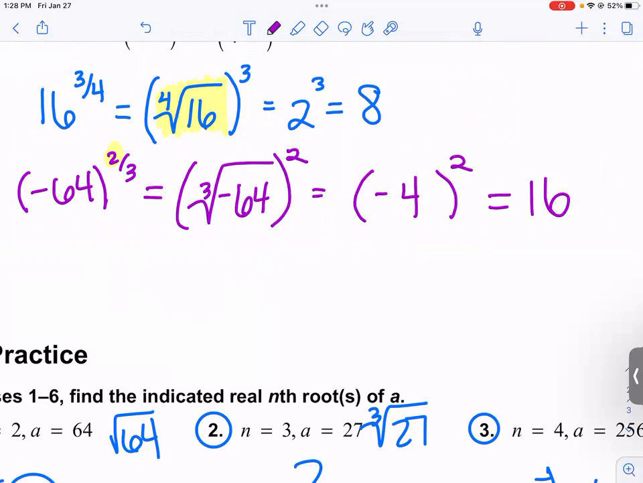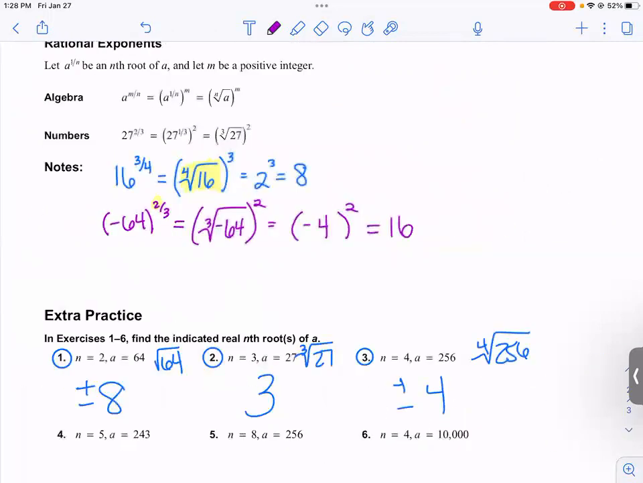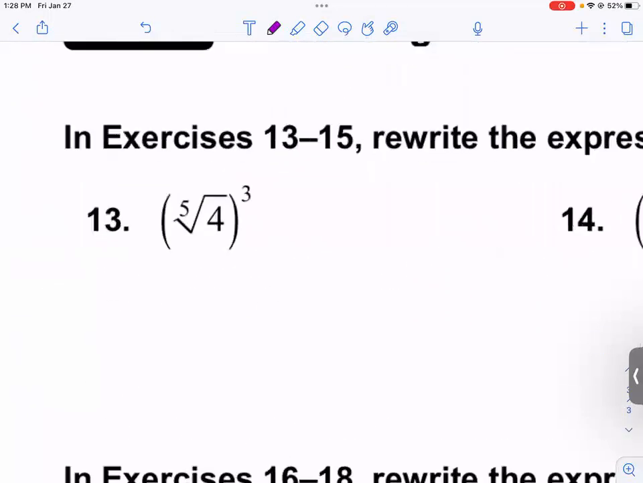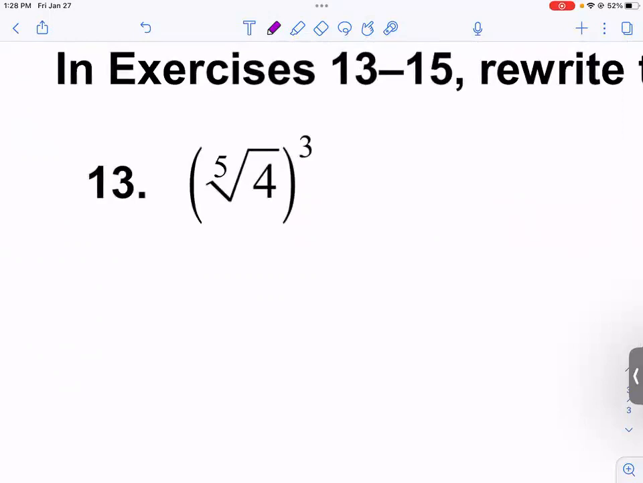Now, let's just practice using this weird notation. This is on page 177 at the top. The fifth root of 4 cubed just means the same thing as 4 to the 3/5 power.